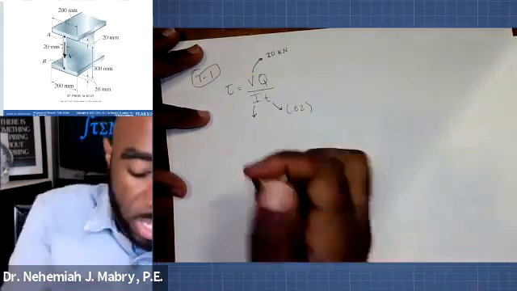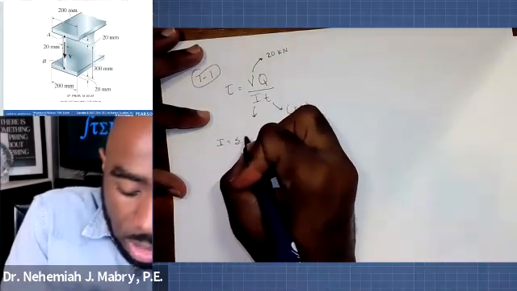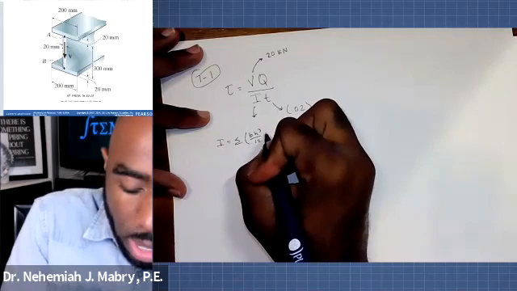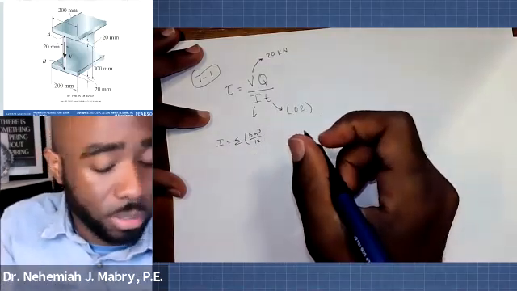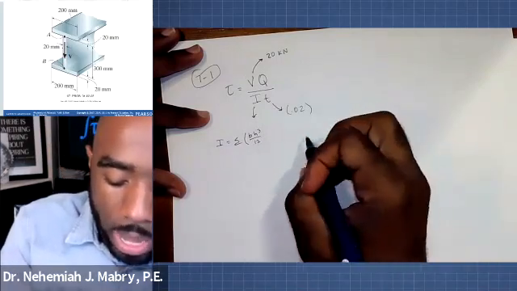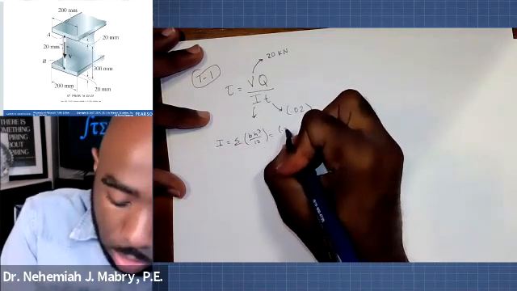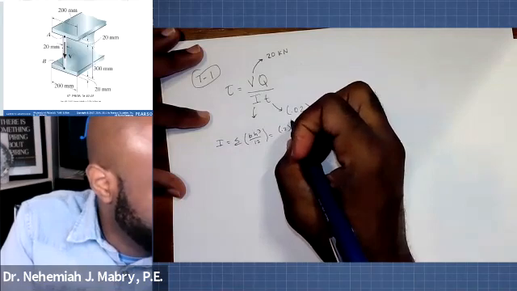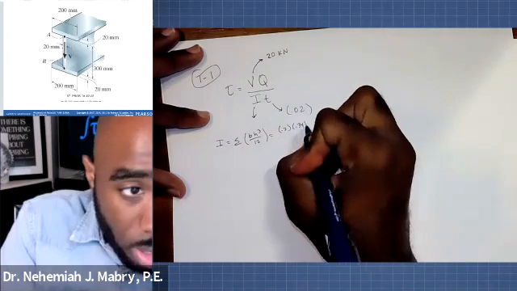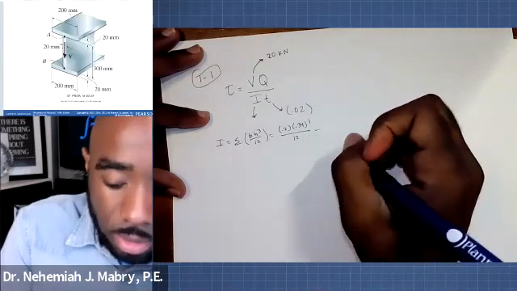The moment of inertia is I equals the summation of BH cubed over 12, right? We can do that in this case simply with this equation by taking the BH cubed over 12 of the whole block and subtracting it. So the whole block would be 0.2, H would be 0.34 cubed over 12 minus, right?